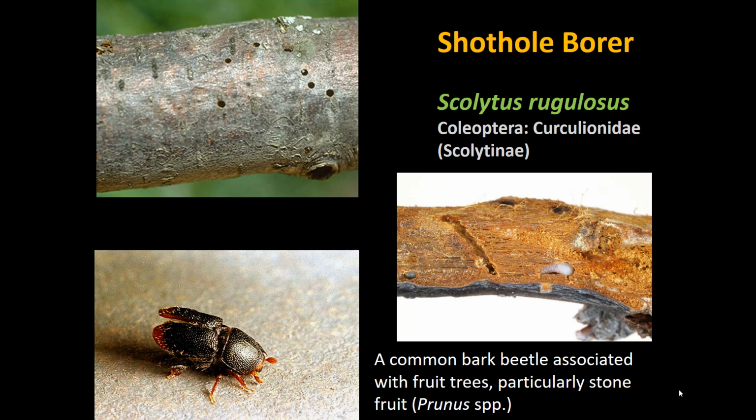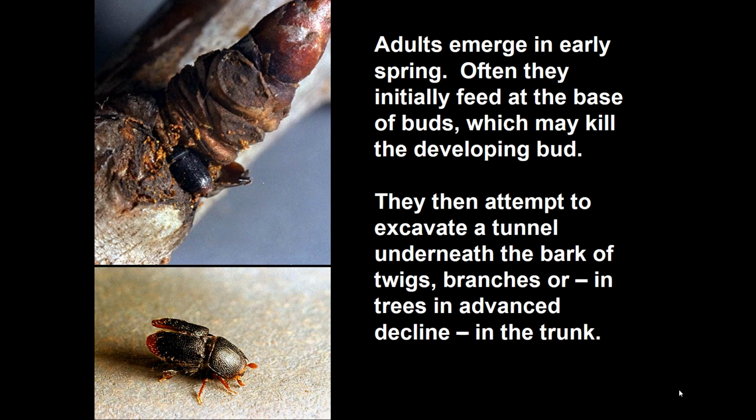Now, we've used that term earlier when we talked about the injury to leaves that's produced by, in particular, flea beetles. But the shot-hole borer is a common bark beetle that emerges through little tiny holes you see in various kinds of fruit trees, in particular stone fruits, peach and plum.